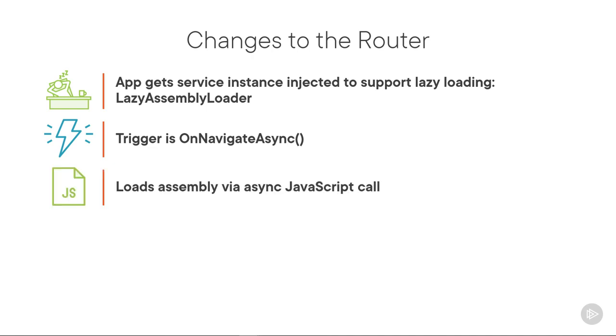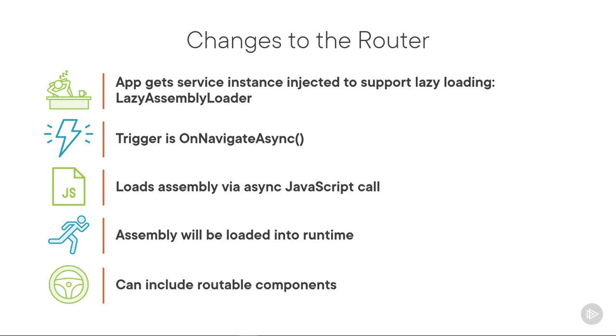That gets loaded asynchronously for us by Blazor using an asynchronous JavaScript call, and then the assembly will be loaded into the runtime. So it's usable in a regular way, just as if it would have been loaded initially. Even if the downloaded assembly contains new routes, so new @page directives, these can be used too with the lazy loaded assembly.